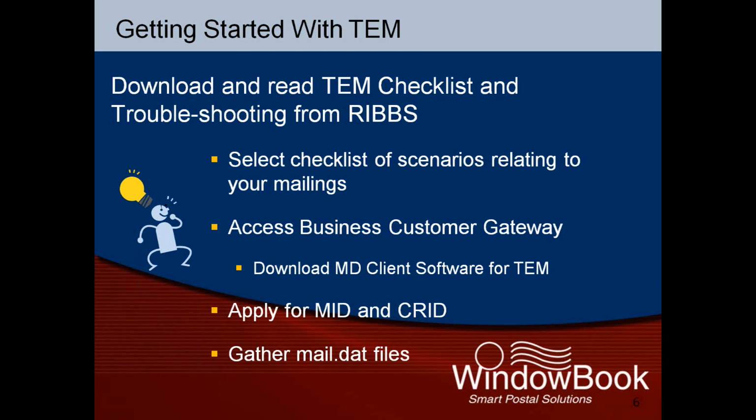All TEM testing occurs on the PostalOne website, so you will need to access the Business Customer Gateway from the Postal Service website in order to be able to get started. From here, you will download the Postal Service's software called MD Client, and you want to select the TEM environment version. And if you have not already done so, you will need to apply for a Mailer Identification Number, or MID, and a Customer Registration Identification Number, or CRID. This information must be populated in the mail.dat files that are transmitted to PostalOne during the testing, and these numbers uniquely identify you as a mailer.